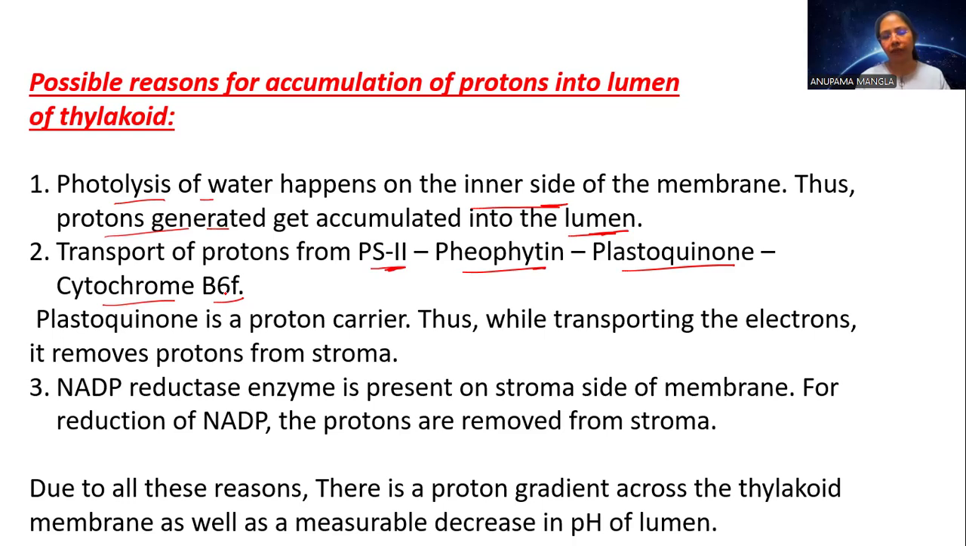So we can say due to all these reasons, there will be a proton gradient across the thylakoid membrane, as well as a measurable decrease in the pH. It's quite obvious because protons are getting accumulated, so that creates an acidic environment and pH reduces.